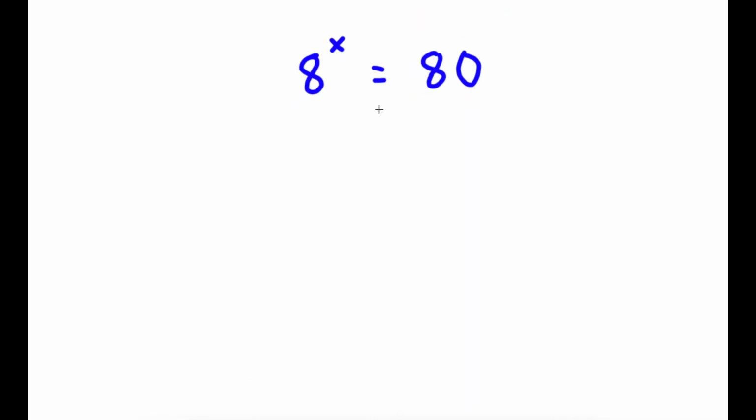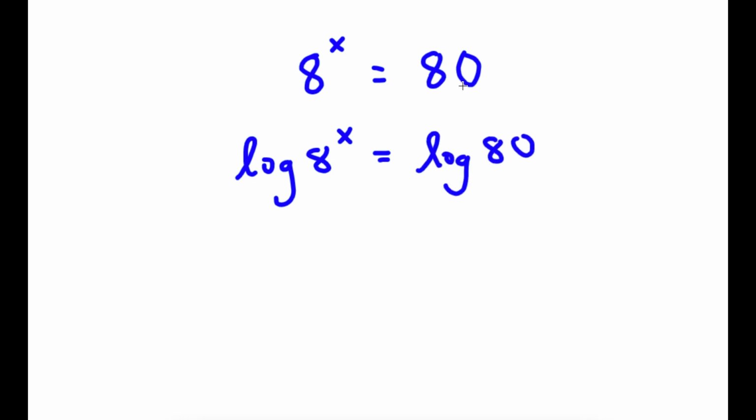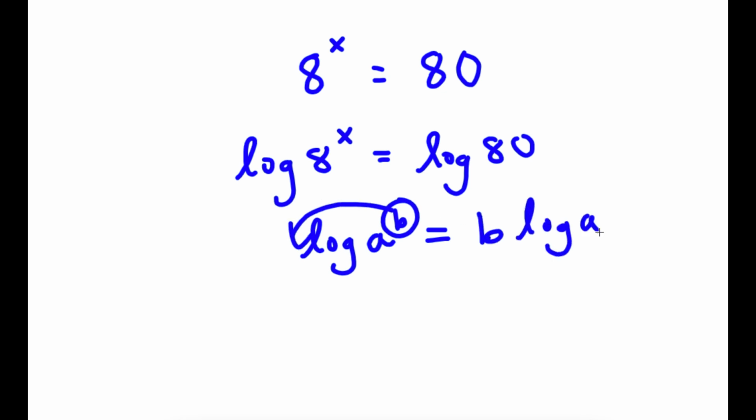Alright, so in this problem, I have 8 to the power of x is equal to 80. So to solve this, I'm going to first start by taking the log on both sides. So now I have log of 8 to the power of x is equal to log 80. Now if I have something in the form log a to the power of b, I can move this exponent b to the front. So this is going to equal b times log a. So in this case, I have log 8 to the power of x, so I can move x to the front.